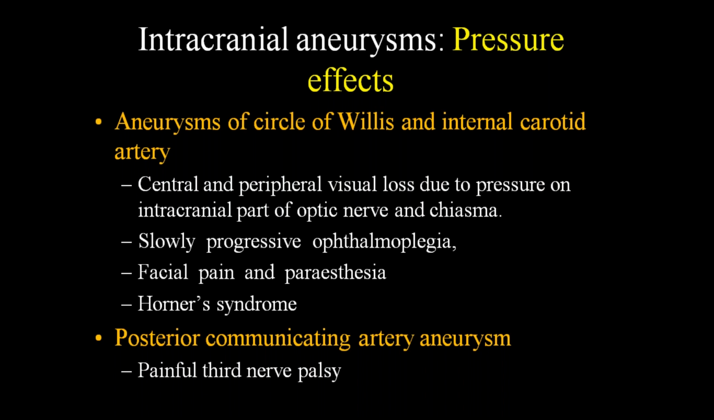pressure on the intracranial part of the optic nerve and chiasma. So all these vessels which are very closely related to the optic nerve or chiasma, due to pressure effect, they can lead to various manifestations like ophthalmoplegia or visual loss, paresthesias, or Horner syndrome. Why Horner syndrome? The sympathetic plexus is closely related to the internal carotid artery. So whenever there is an aneurysm in the internal carotid artery, that can lead to presentation of Horner syndrome.